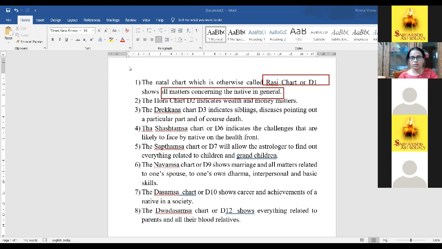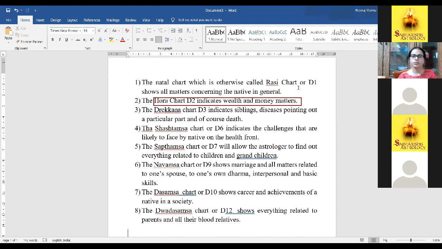Now what the Rishis did is, for every aspect of your life, they gave a separate chart. We call these divisions, or Varga, Varga Kundli. In every software, you will find another chart known as the Hora, the D2 chart. It will indicate wealth and money matters.